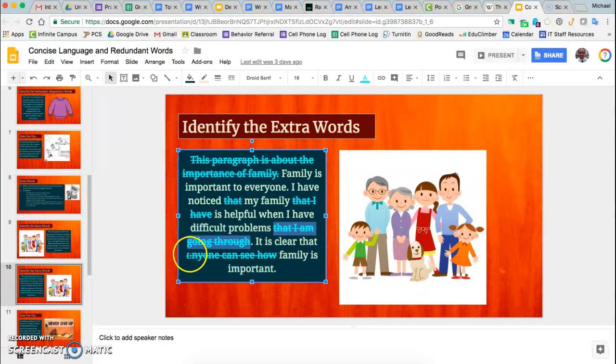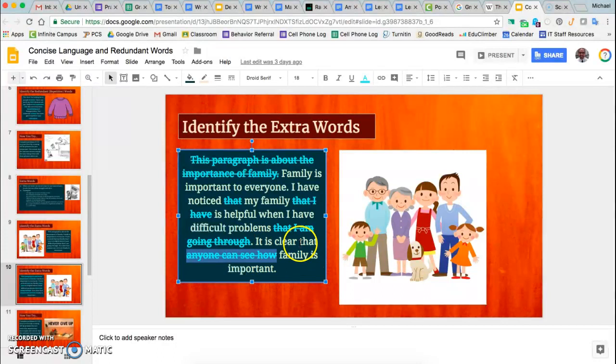It's clear that anyone can see how family is important. Okay, we've already stated that it's clear, which isn't even completely necessary here, but I kept that because the one that I want to emphasize is you don't need to say it multiple times like this. A lot of people do that, but this isn't really adding anything to the sentence. You could just say, it is clear that family is important.